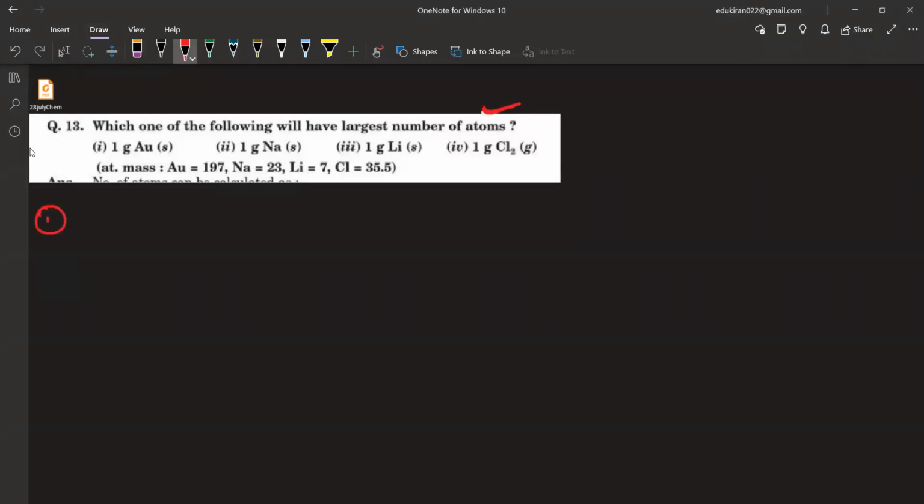The first one, 1 gram of Au. 1 gram of Au will contain how many atoms? So first of all, you will calculate the number of moles. You'll always convert each and everything to number of moles. So number of moles is equal to, Fatima, you remember, given mass upon, Fatima, what? Given mass upon?